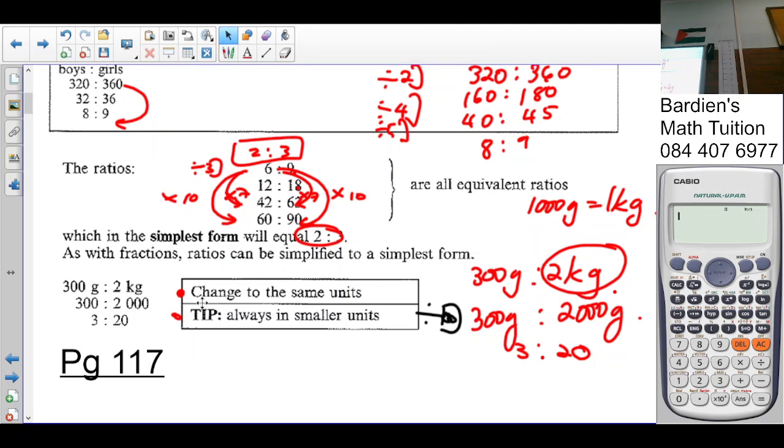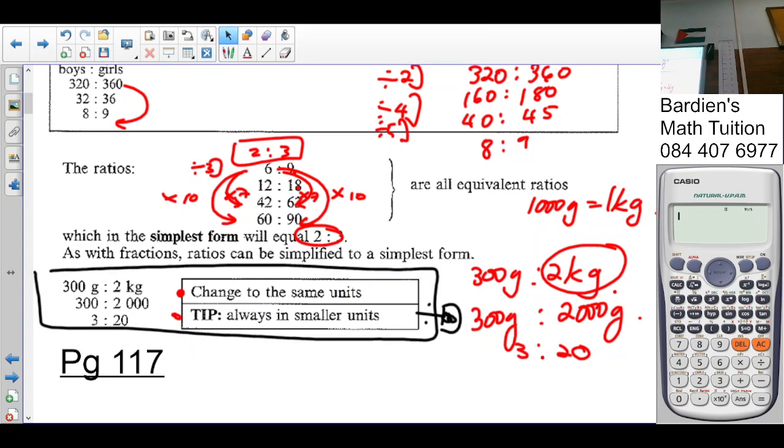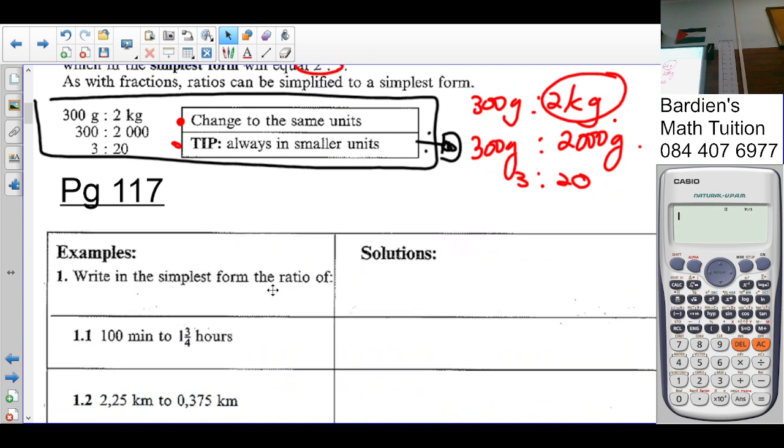Okay, I want you guys to write this example down here. This is the one we just did, with a note. Okay, you guys got it?